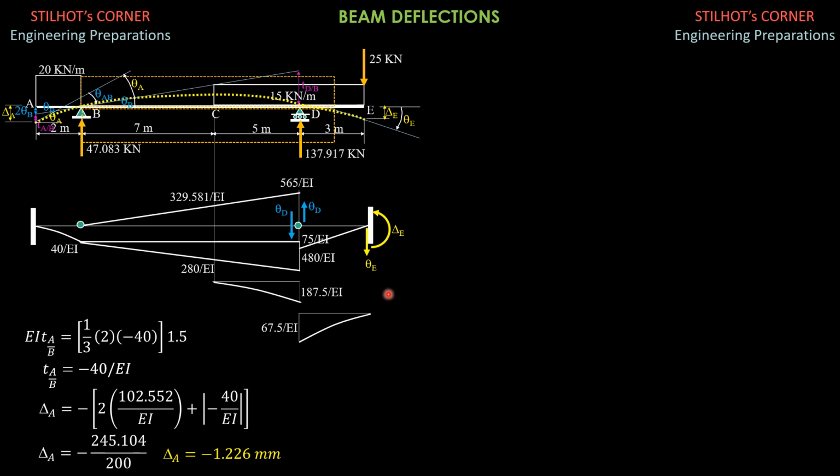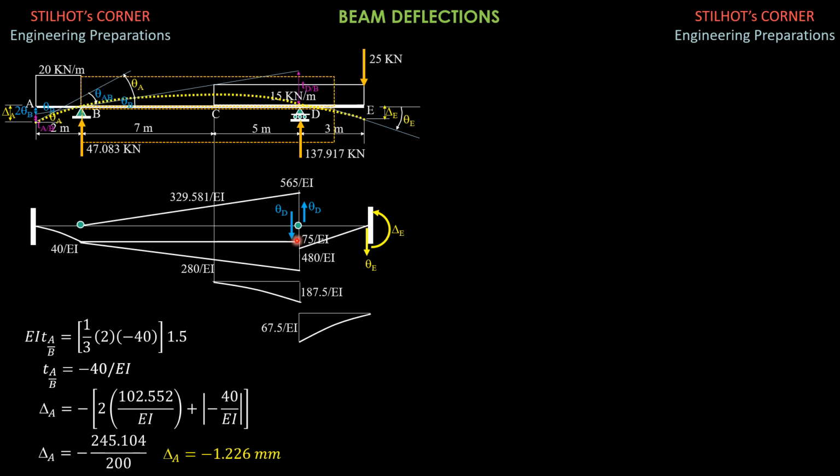Then for C and E, by the conjugate beam method. So theta C by conjugate beam method also. So that's all for theta C, theta E and delta E by conjugate beam method.